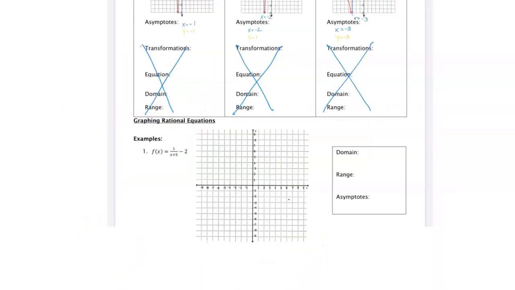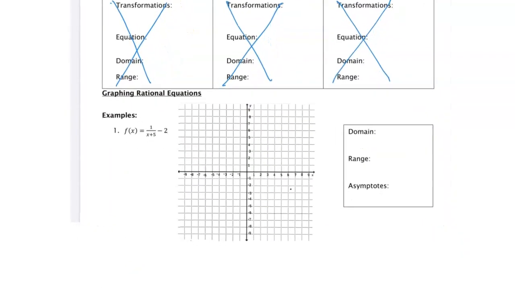All right, for the last part of our notes, we're going to skip over a couple of things. As far as the domain and range, don't worry about that for this set of notes. We are going to identify the asymptotes by looking at our equation. And then what we're going to do is simply graph our asymptotes. The rest of the curves, we're not going to focus too much on for this particular lesson.